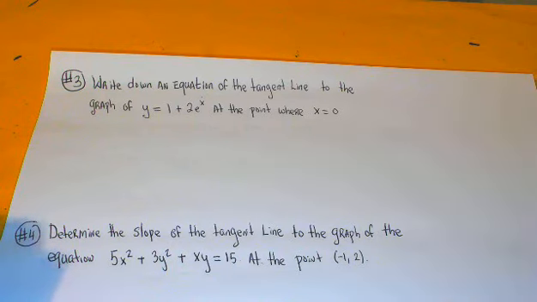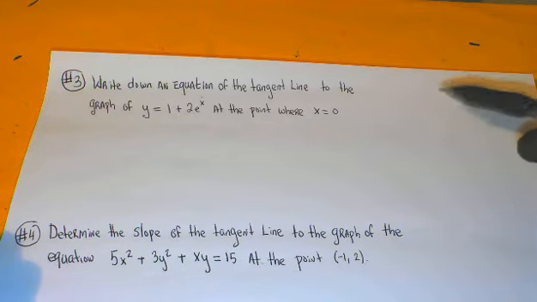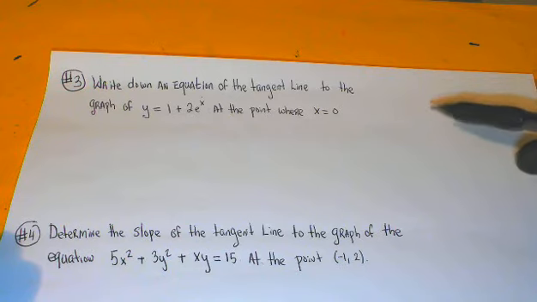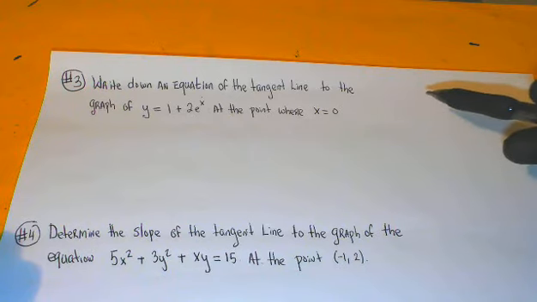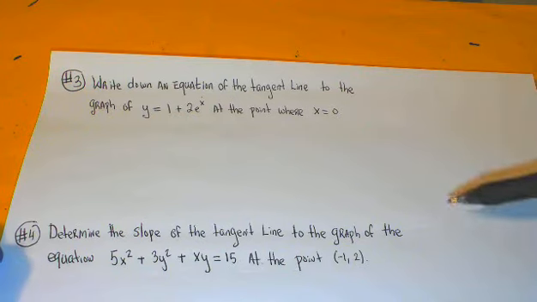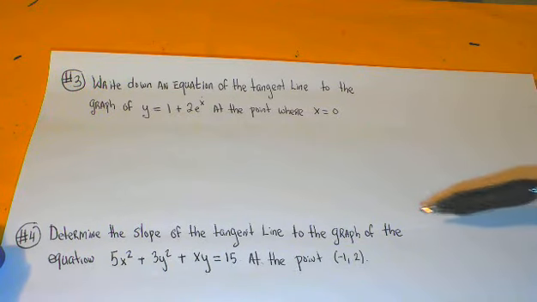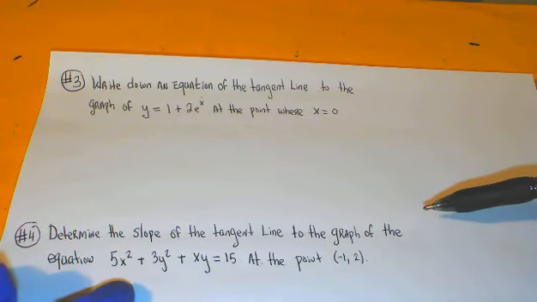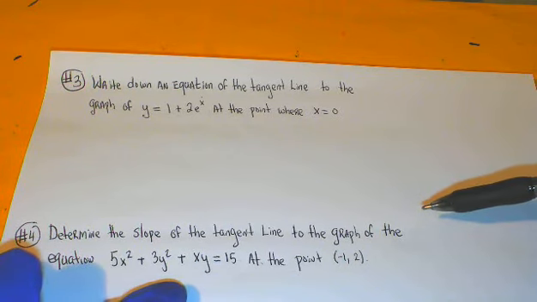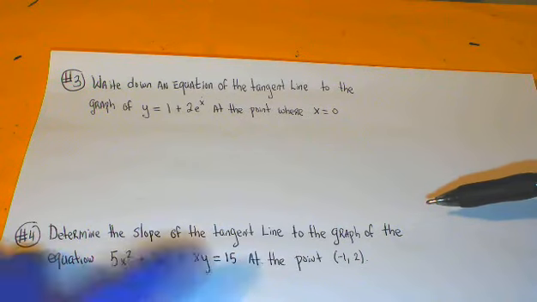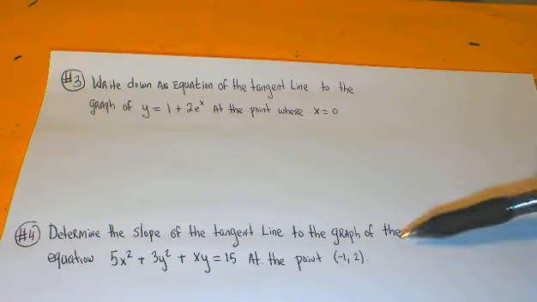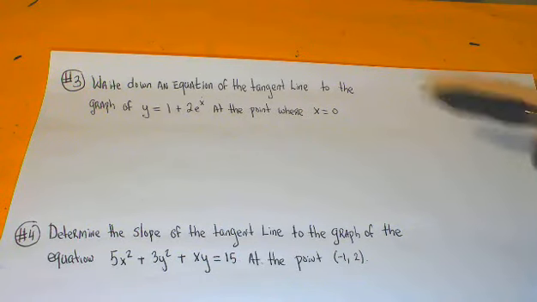Okay, so in this video we're going to look at problem number 3 and 4 on our sample final. It states, write down an equation of the tangent line to the graph of y equals 1 plus 2e to the x at the point where x is equal to 0. And then in problem number 4 we're going to have to determine the slope of the tangent line to the graph of the equation 5x squared plus 3y squared plus xy equals 15 at the point negative 1, 2. So let's begin with number 3.